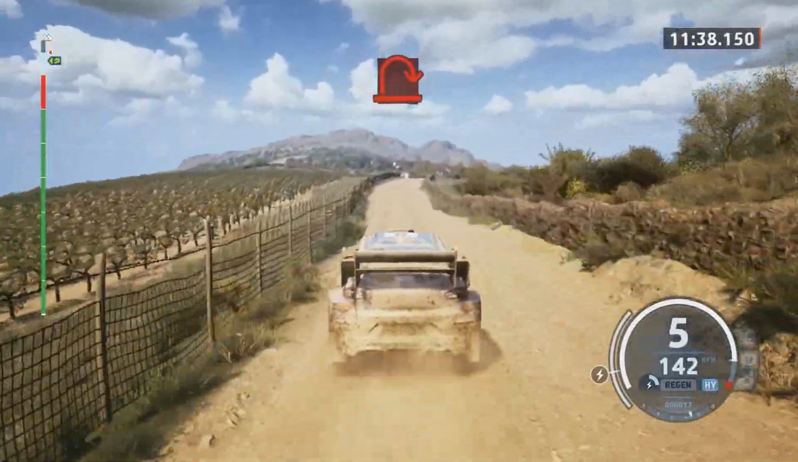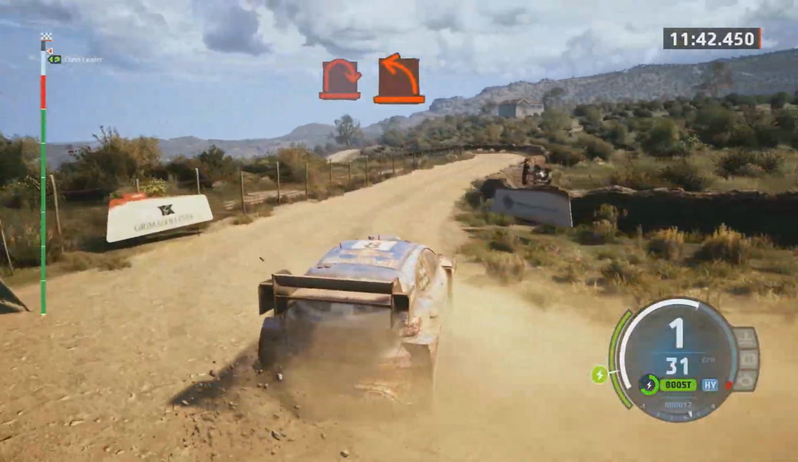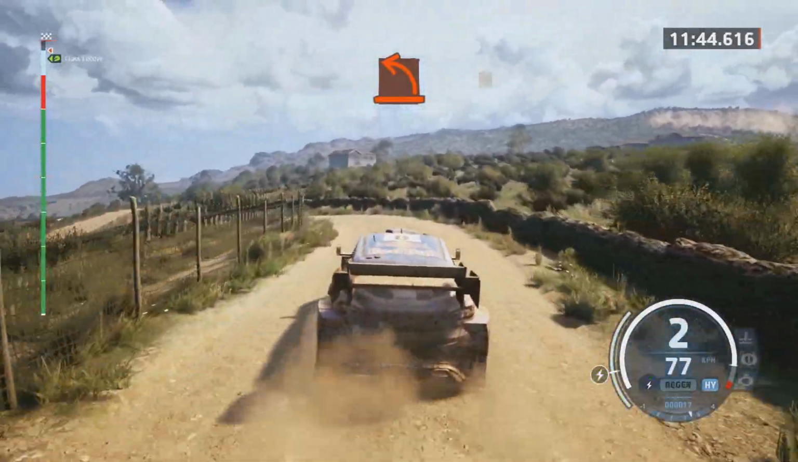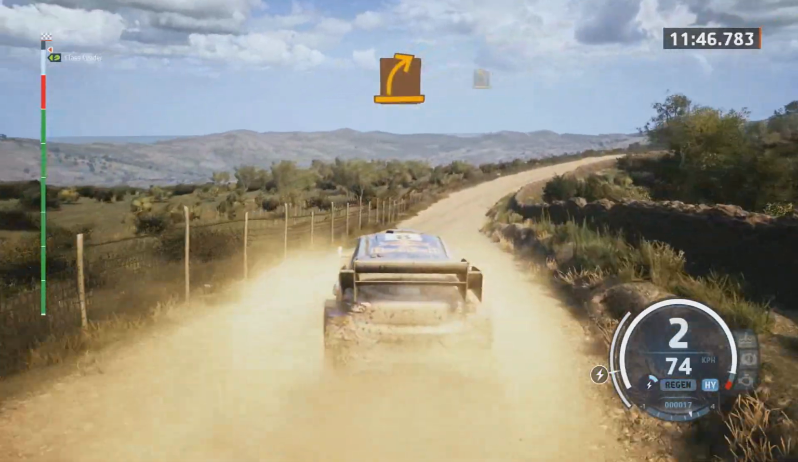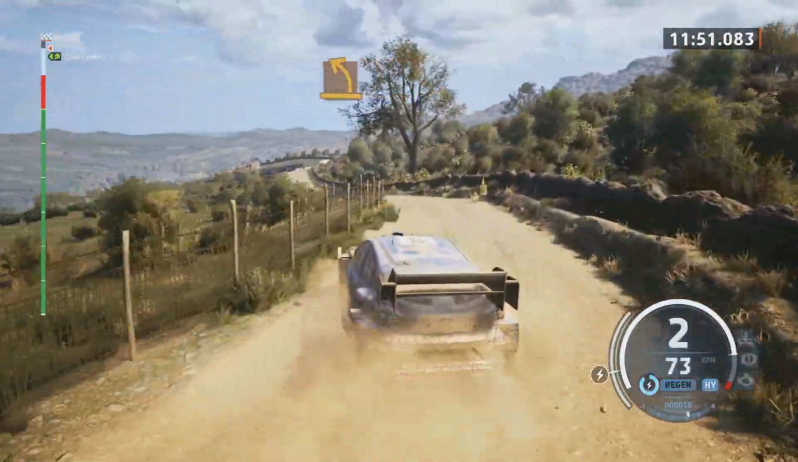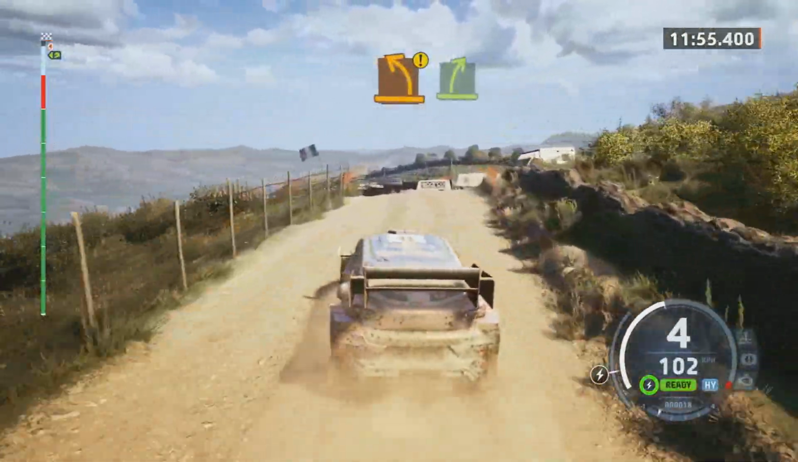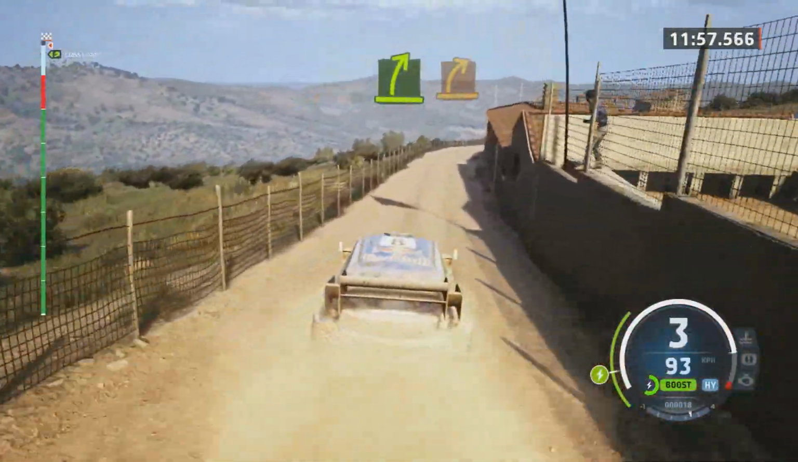Turn. Hairpin right. Unseen. Hard left. And medium right. Through dip. Medium left of a crest. Caution. Medium left. Crest. Easy right. Tightens medium.